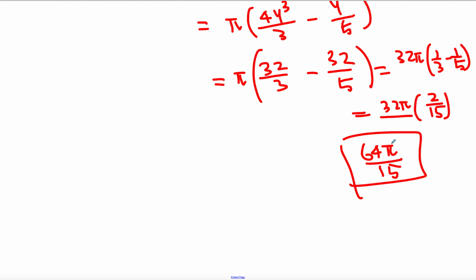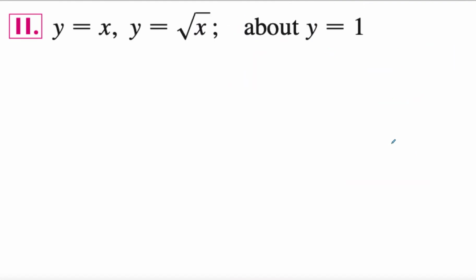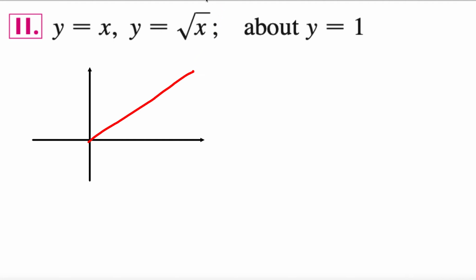Alrighty, let's look at the third question. So how about here? What are we going to do? I'm going to first sketch this one. First one is y equals x, a straight line. Second one is y equals square root of x. And we know that these points are (1, 1) and (0, 0). But we want to rotate this one about y equals 1. y equals 1, that means since this is 1, we're going to rotate about this one.